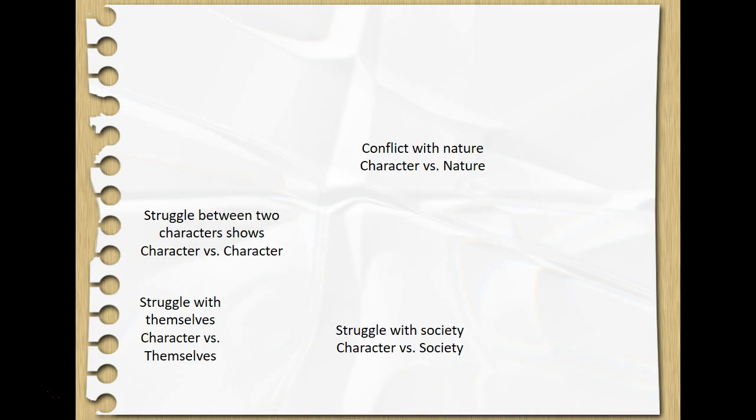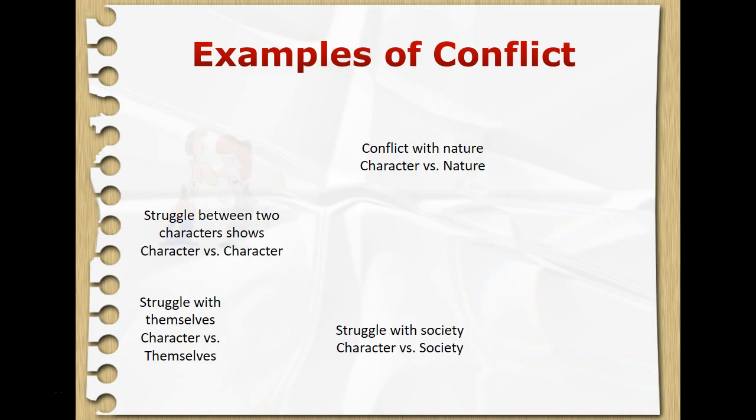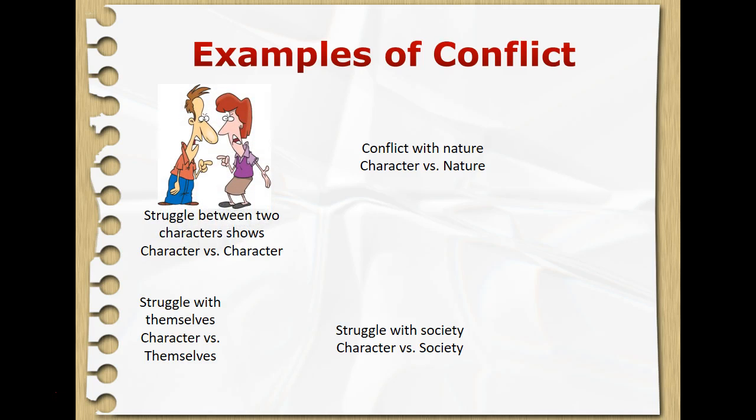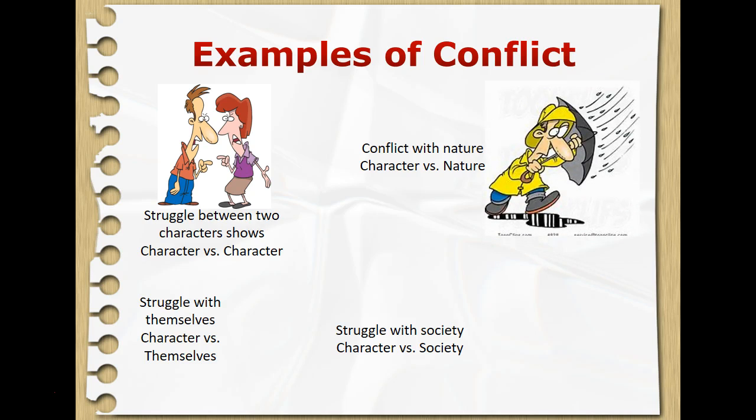Let's talk about conflict and the different types of conflict. First of all, we have the struggle between two people or two characters, and it shows character versus character conflict. Some examples might be a parent against a parent, a child against a parent, a friend against a friend. We also have conflict with nature, which is character versus nature. Perhaps it is someone against a storm, or the conflict of you against a tornado or hurricane.